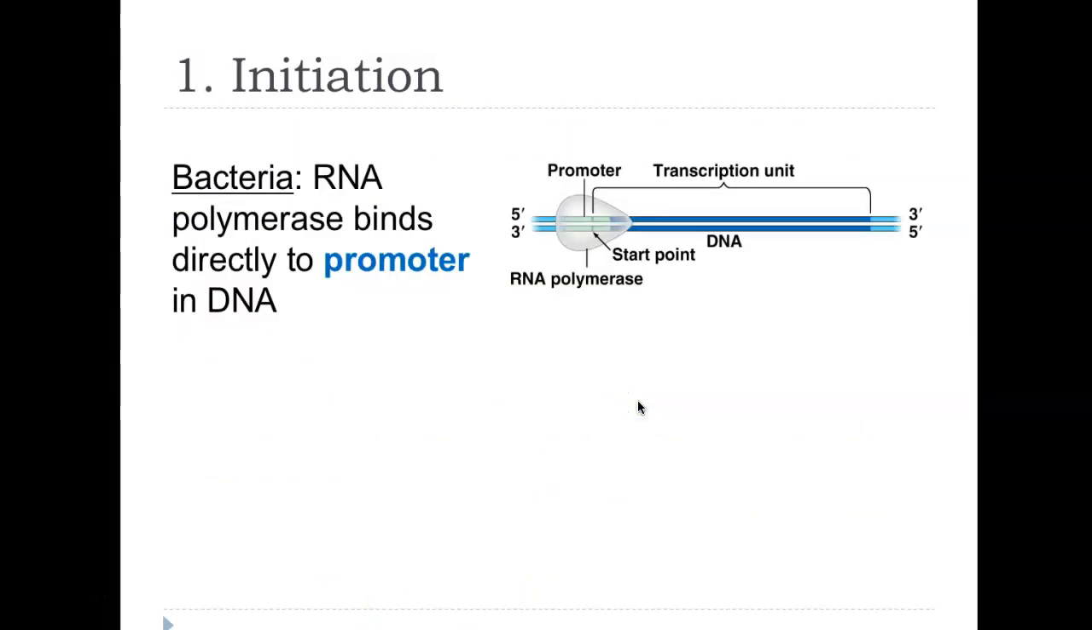There are 3 steps. This isn't a bacterial cell, it's very, very simple. 3 steps: initiation in bacteria. RNA polymerase binds directly to the promoter region of DNA to start transcription. That's in bacteria.